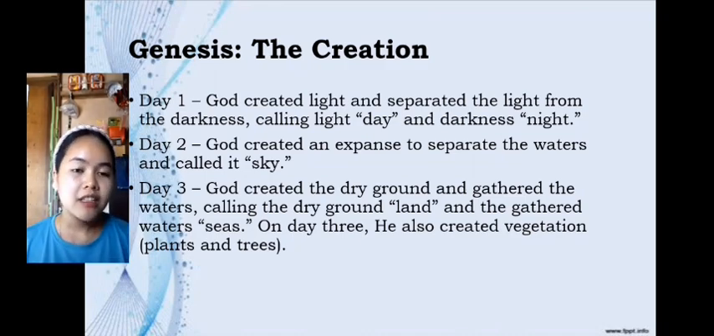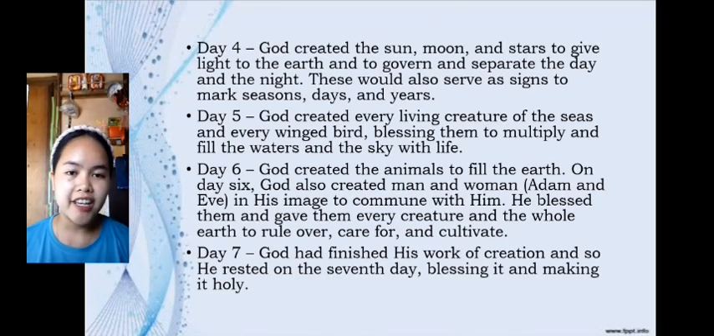On the third day, God created the dry ground and gathered the waters, calling the dry ground land and the gathered waters seas. On day 3, he also created vegetation. These are the plants and trees that we can see in our environment. On day 4, God created the sun, the moon, and the stars to give light to the earth and to govern and separate the day and night. These would also serve as signs to mark seasons, days, and years.